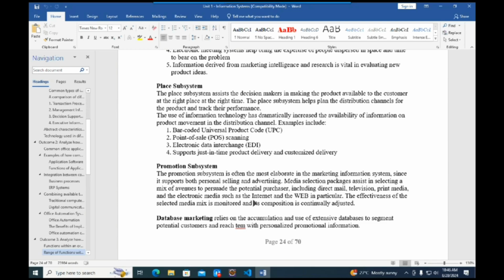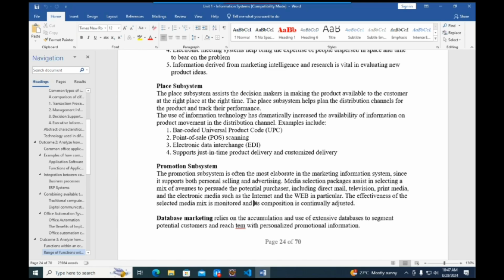For example, we have things like the barcoded universal product code, UPC. We have the point of sales, that is POS scanning. We have electronic data interchange, that is EDI. Then we have the support of just-in-time product delivery and customized delivery, which is really important.